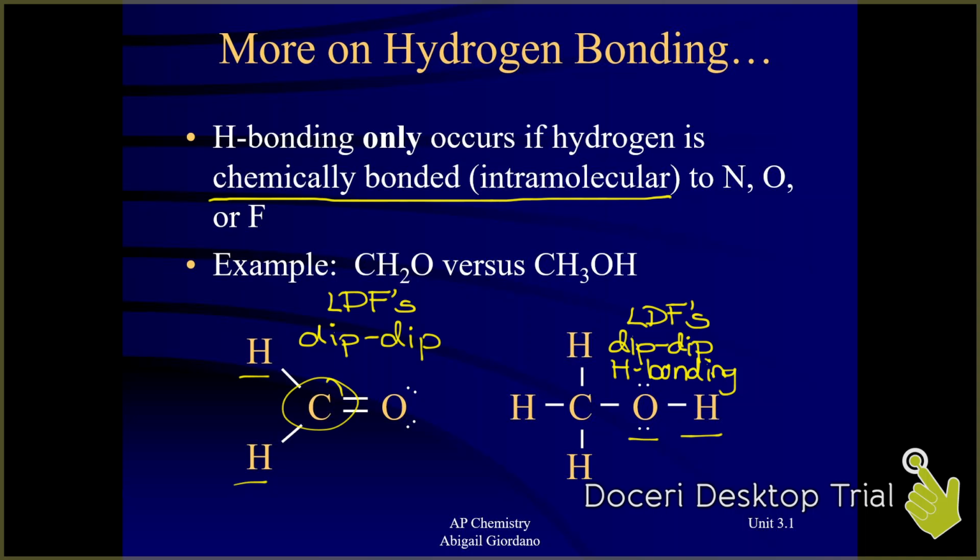The molecule on the left is experiencing LDFs and dipole-dipole only, whereas the molecule on the right is experiencing all three. And again, let's tie that back to things like melting point and boiling point. Likely, the molecule on the right would have higher melting and boiling points because it is experiencing stronger intermolecular attractions.